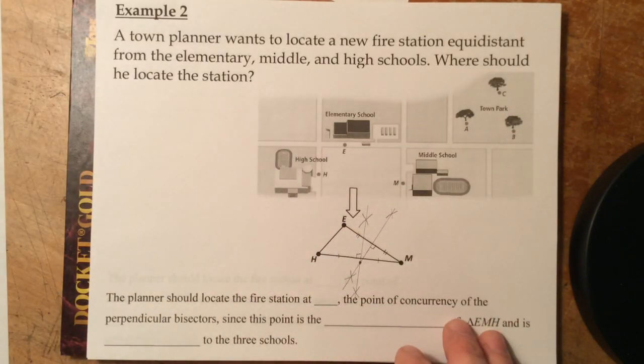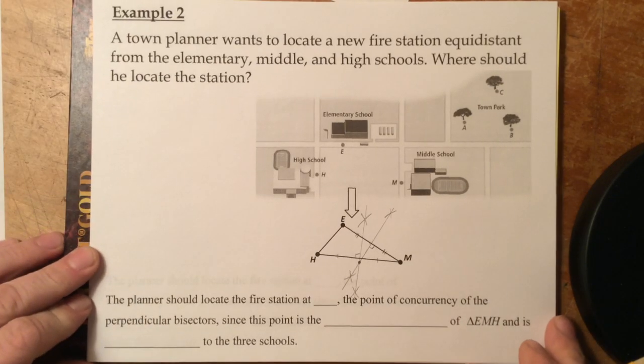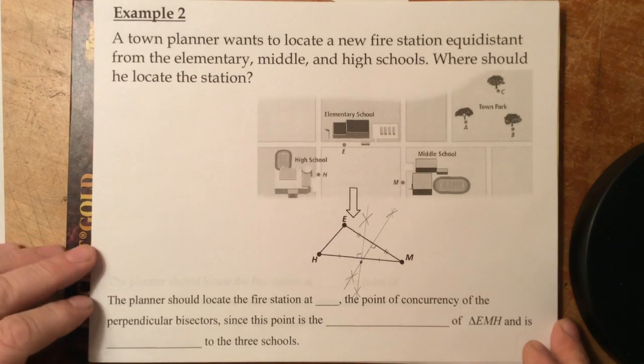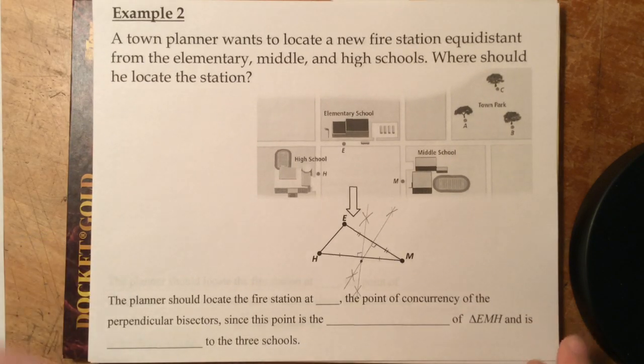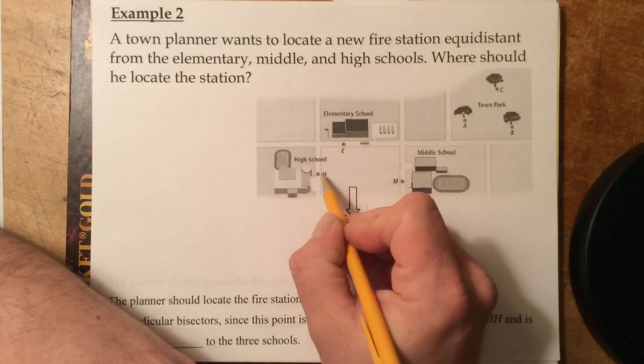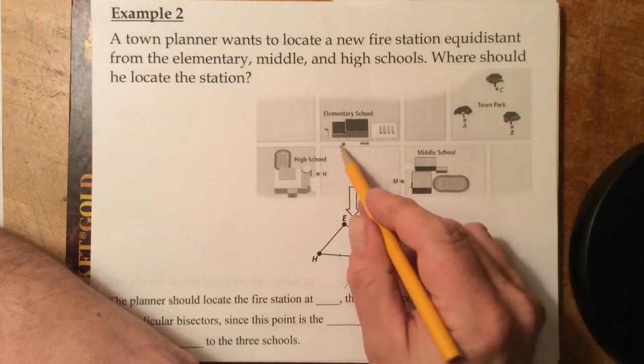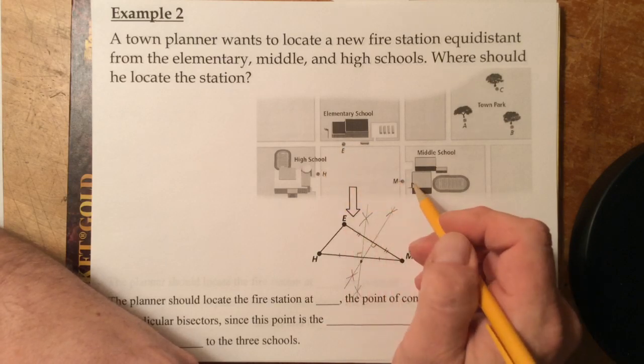Example 2. In example 2, a town planner wants to locate a new fire station. They want it to be equidistant from the elementary school, the middle school, and the high school. Here's the elementary, here's the high school, here's the middle school. They want it to be equidistant from all three of those schools. Where should he locate the station?